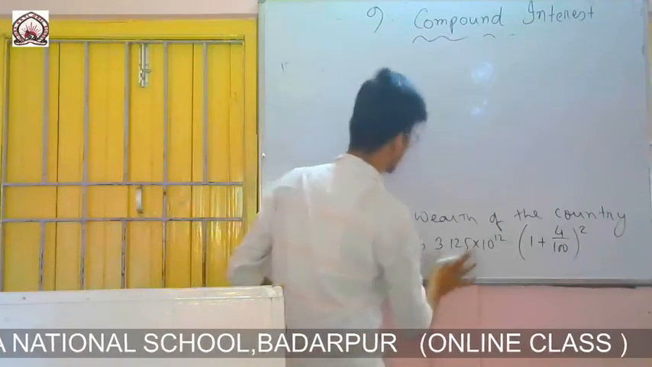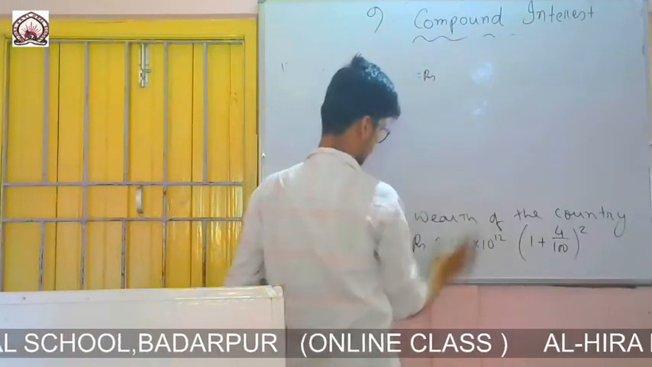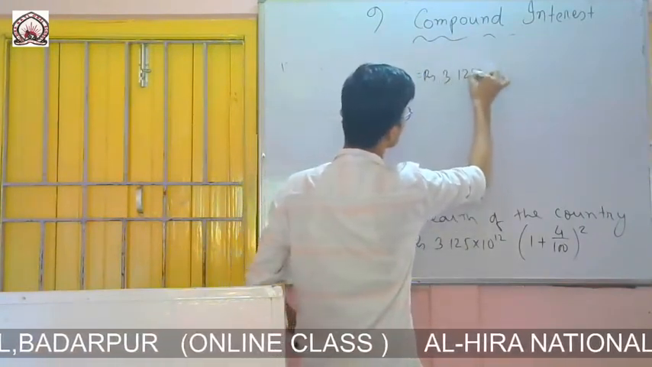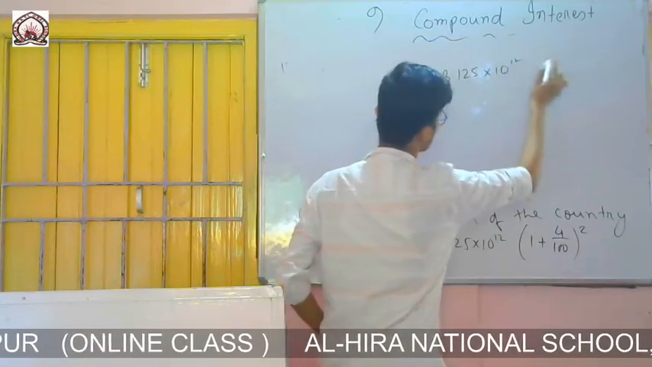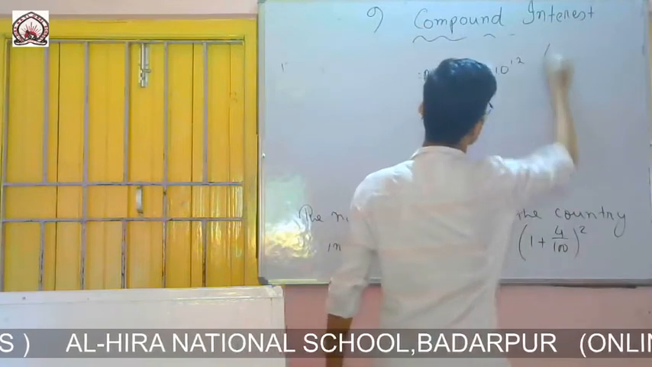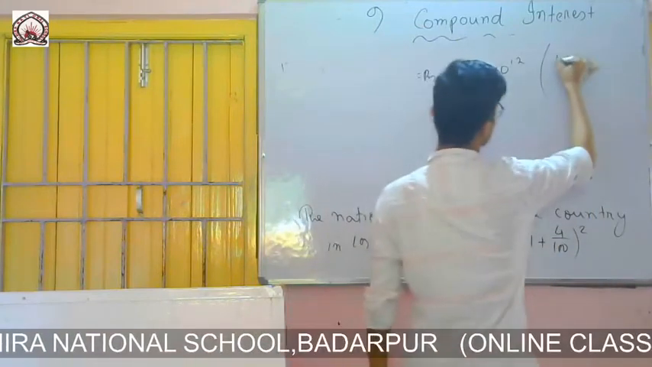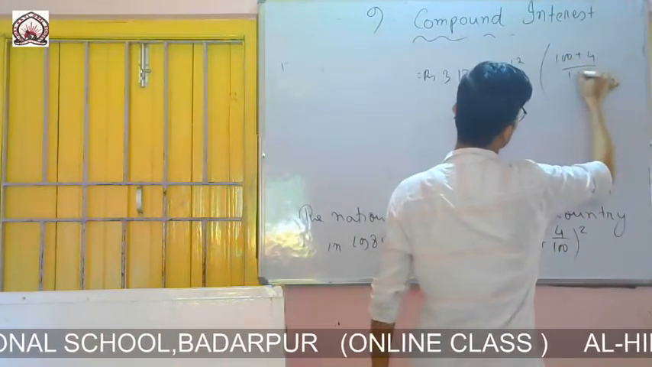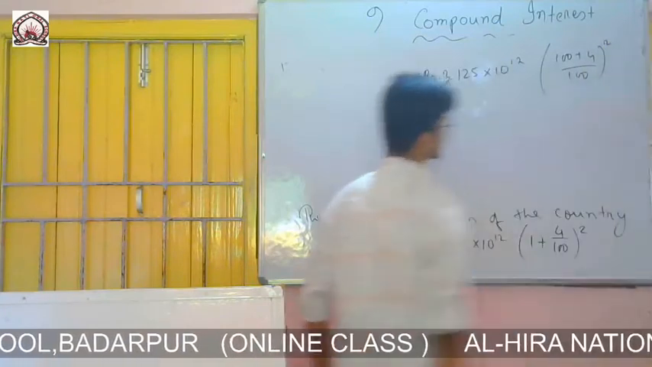Okay, so keep this one as it is. No need to do anything with this big number. Keep it like this. We'll work in this part. So 1 plus r by 100, that means 100 plus 4 by 100 whole thing square.